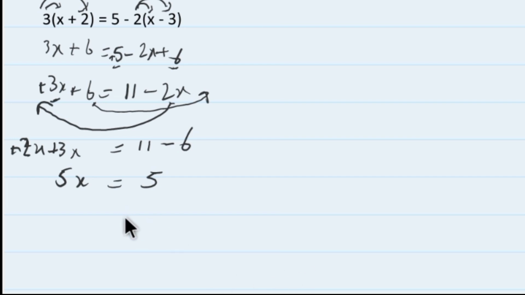Now our next step is to divide both sides by the coefficient of the unknown. So we will divide 5x, sorry, we will divide 5 on both sides of the equation. So 5 divided by 5 is 1. Again 5 divided by 5 is 1. So value of x is 1.